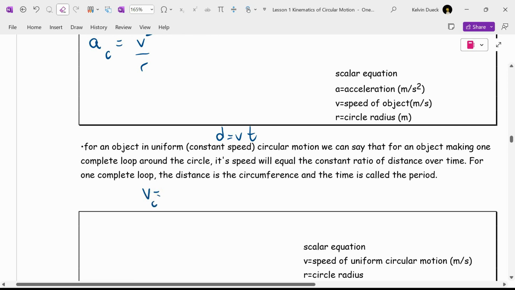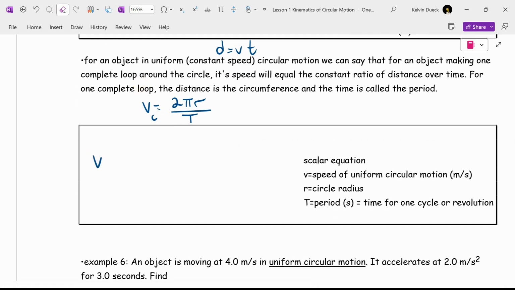If we're talking a circle, the distance is the circumference, which is 2 pi r. And if we're talking once around, we call that the period, and the symbol is a capital letter T. This is where I'm a bad teacher because last year I used a capital T for tension. I really shouldn't. Capital T is reserved for periodicity, the period of something, how long it takes for something to go around once. So this is also a scalar equation. The circular speed is 2 pi r over T.